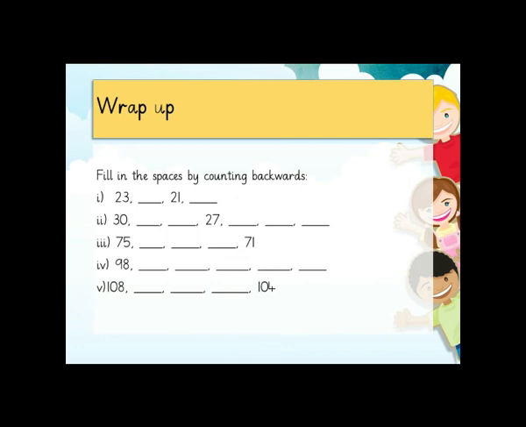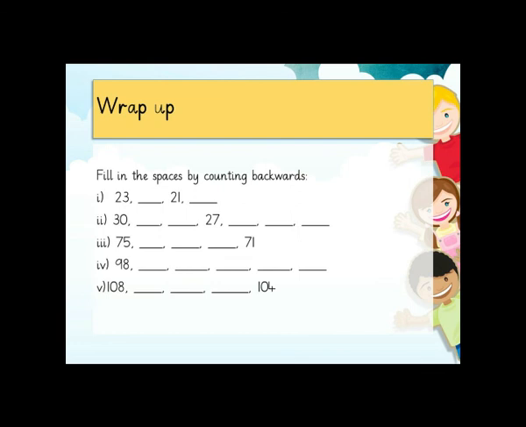23, then after 23 counting backwards come, yes, 22, then 21, and after 21 counting backward it comes 20, correct. In number 2 there is 30. Then comes, remember students that you have to count backwards. Then come, yes, 29, then yes, 28, after it's 27, and after 27 counting backwards it comes 26, then 25, and after it 24, right.